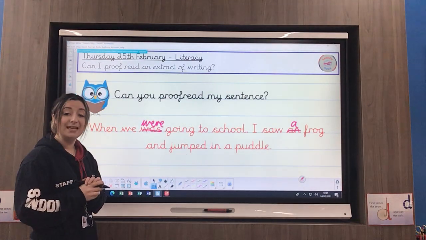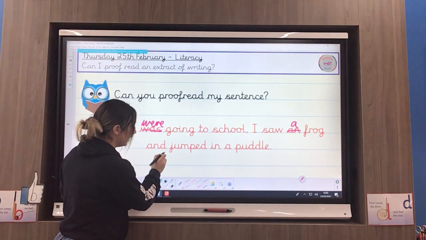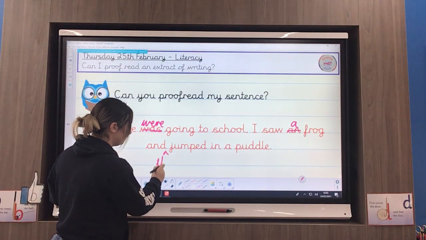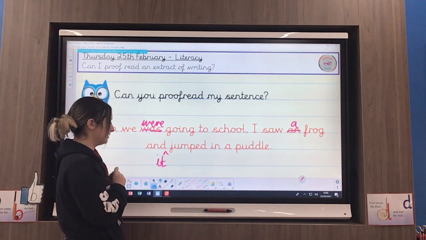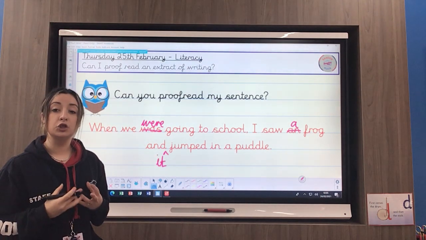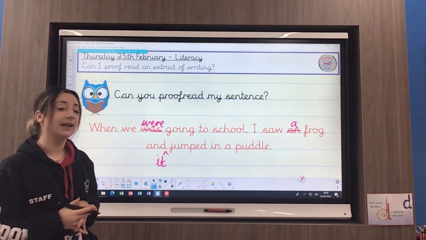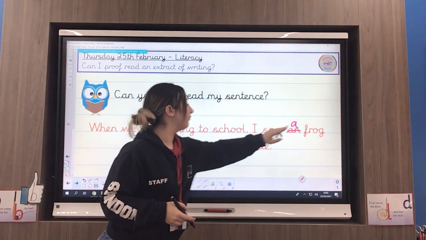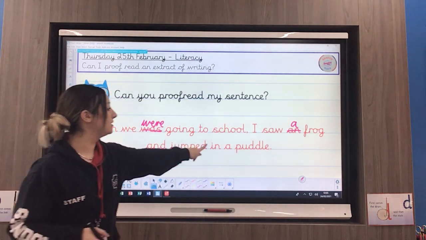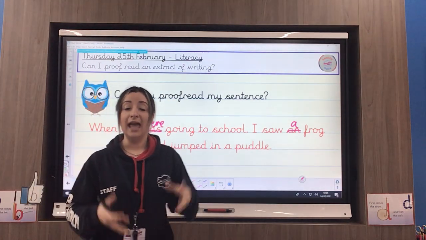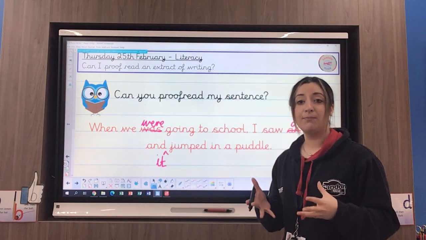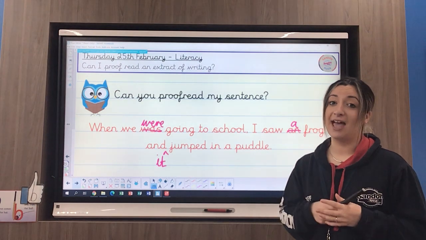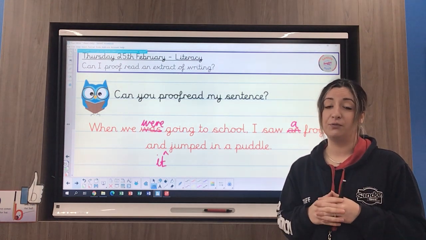Now if we have a missing word, we're going to put a tiny little arrow just above where it needs to go, and then we're going to write it. And now this sentence should be grammatically correct. When we were going to school, I saw a frog and it jumped in a puddle. If you wrote that on your scrap piece of paper at home, then that's great and well done, because there were 3 mistakes on there and I made that much more difficult for you.